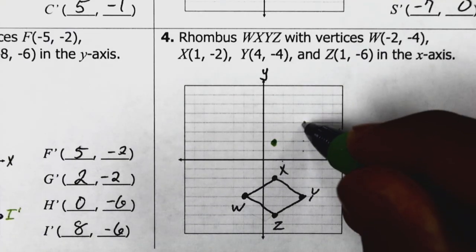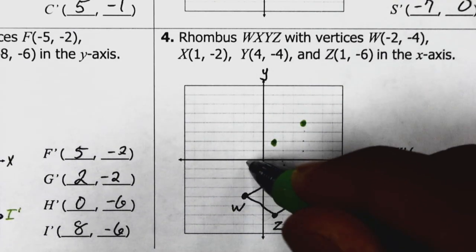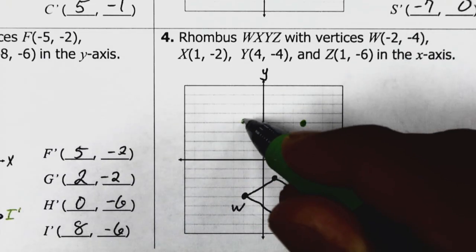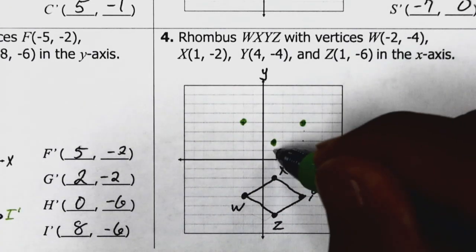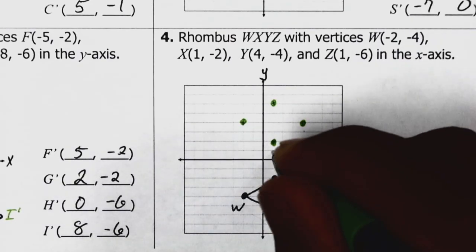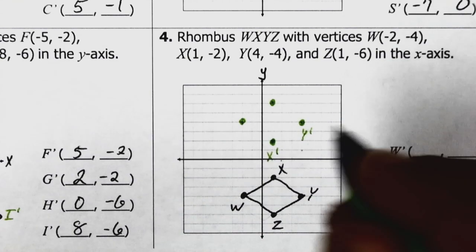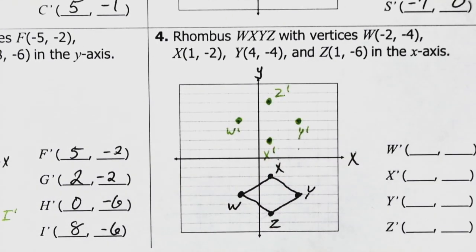1, 2, 3, 4. W is also 4 away. 1, 2, 3, 4. And then z is 6 away, so it's also 6 away. 1, 2, 3, 4, 5, 6. So this is x prime, this is y prime, this is w prime, and then this is z prime.